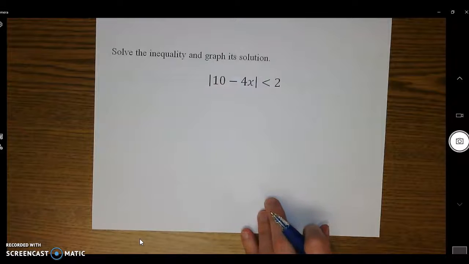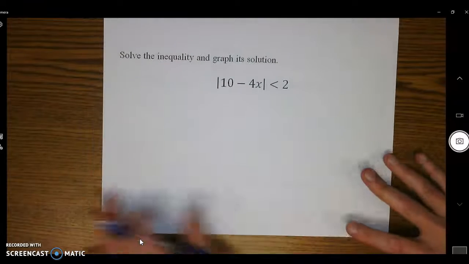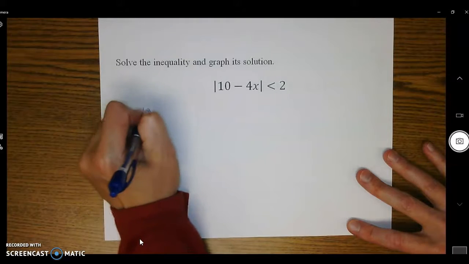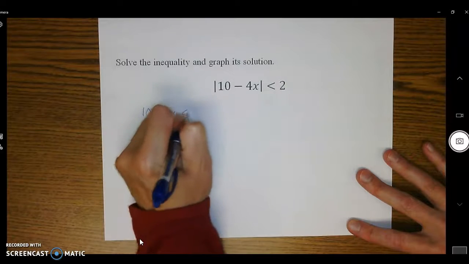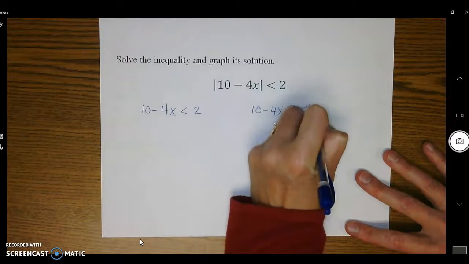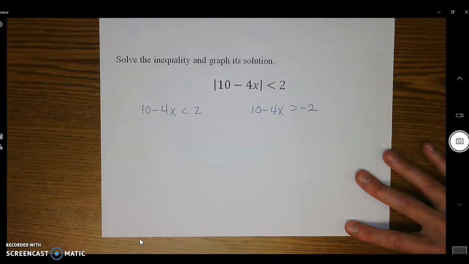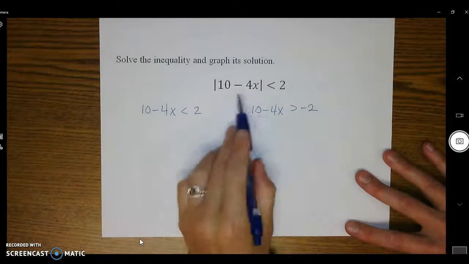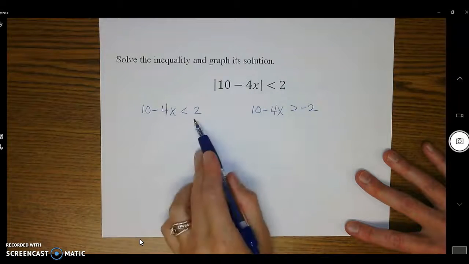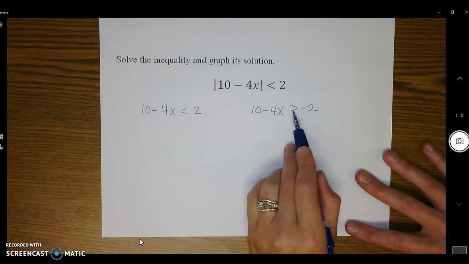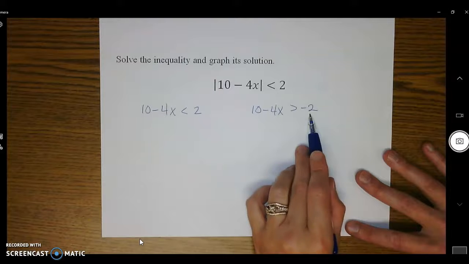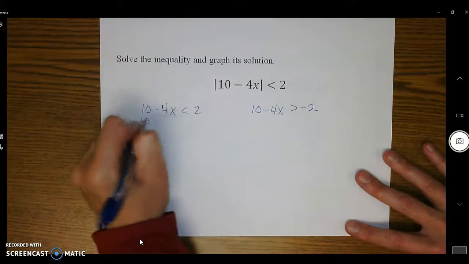All right, next one. Again, we have two situations going on here. It will be 10 minus 4x is less than 2, and 10 minus 4x is greater than -2. So recall that you're flipping your signs here when you write the other one. So the stuff in here stays the same. This stays the same when you write the first one. When you write the second one, you flip the sign, and you flip the inequality sign and also the sign of the number. Solve this.